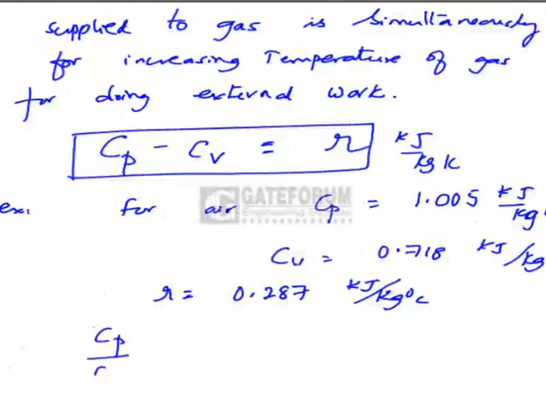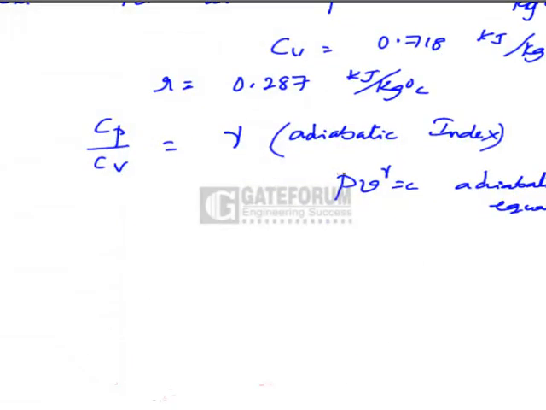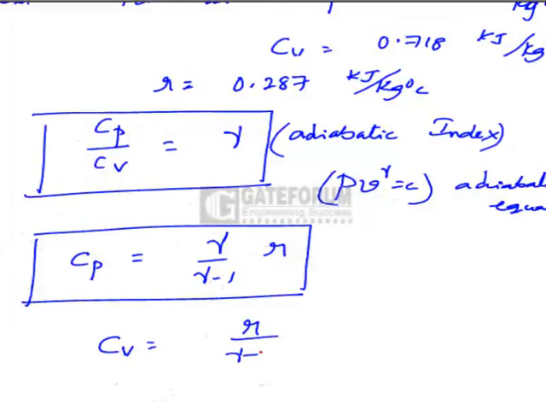The ratio between the specific heats of a gas is known as gamma, also called as Adiabatic Index of Gas. The reason why it is called Adiabatic Index is this gamma would be seen in the equation of the adiabatic process in future, which is PV to the power of gamma is equal to constant, which is the adiabatic equation of ideal gas. Combining these two relations, Cp can be written as gamma by gamma minus 1 into R. Cv is R by gamma minus 1.